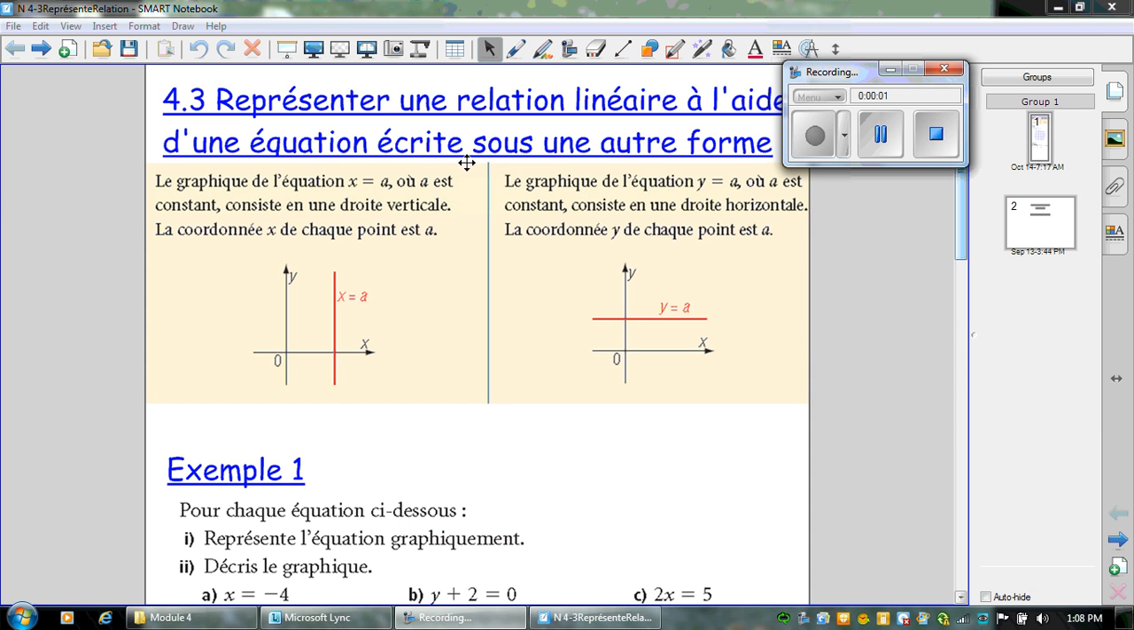Here we're going to look at representing linear relations written in a different form. More specifically, horizontal and vertical lines. So this is a vertical line, this is a horizontal line. Now, if the equation is in the form of x equals a number, it will be a vertical line over that number on the x-axis. If it's in the form of y equals a number, it will be horizontal on that number on the y-axis. Let's do a couple of examples.